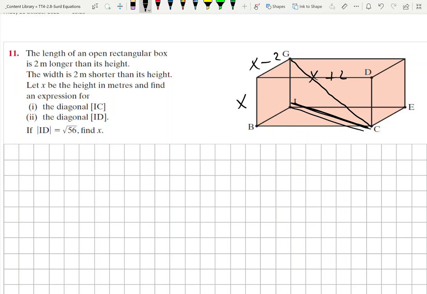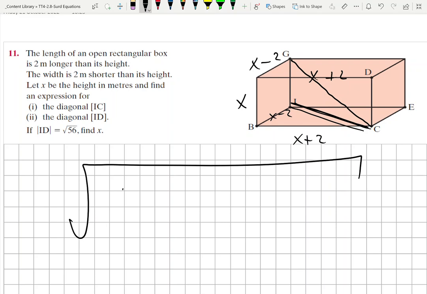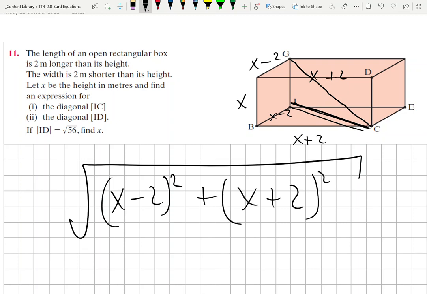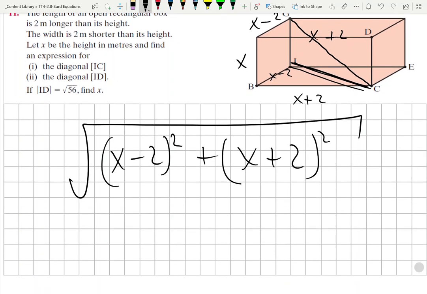But with IC, I just get to keep track here and see that there's an x plus 2 and an x minus 2. Okay, so square root for distances, x minus 2 squared plus x plus 2 squared. That's just Pythagoras. Used for distance, you know, the distance formula has a square root in it. Okay, and we might as well just use the notation IC, distance IC.